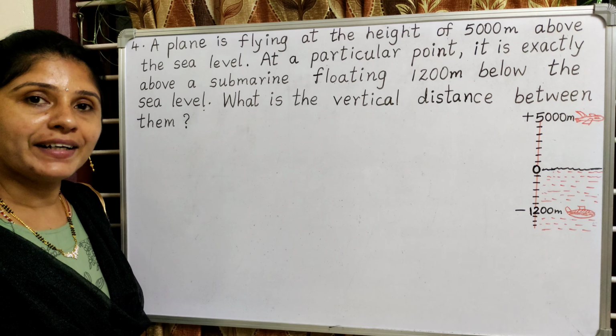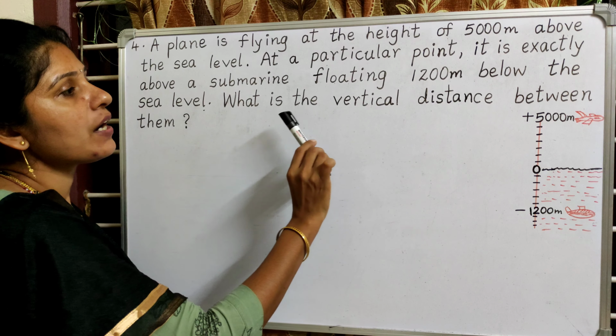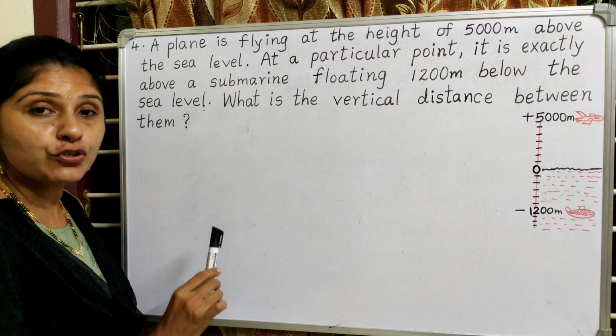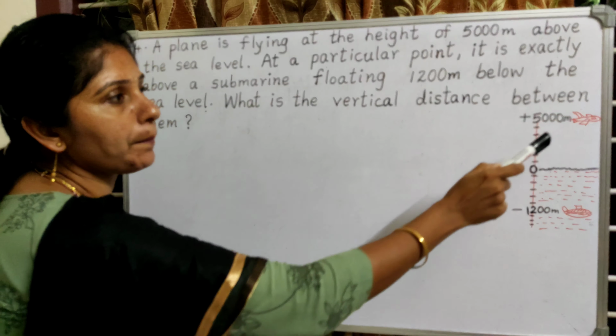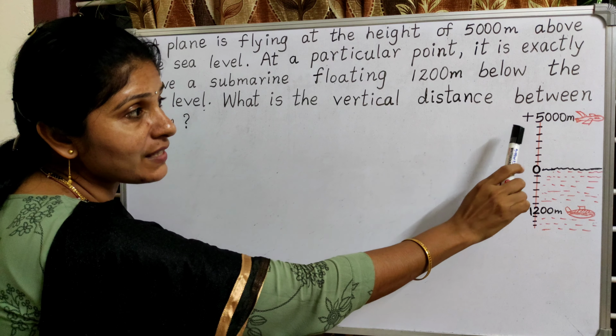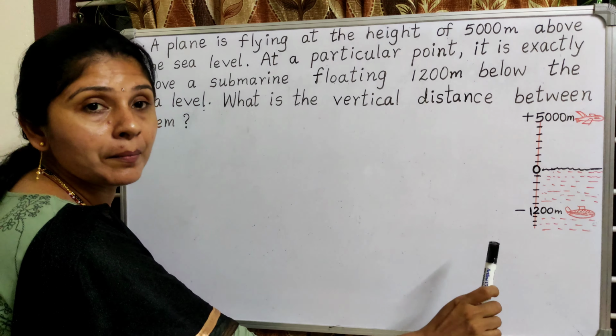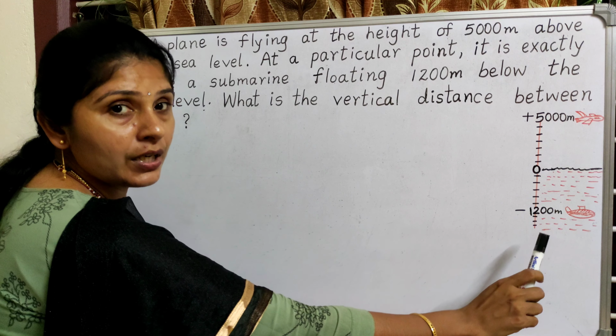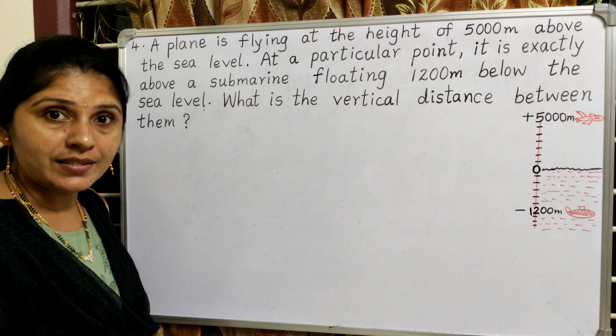The question to find out is, what is the vertical distance between them? We need to find out the distance between plane and submarine. The distance between plus 5000 meter and minus 1200 meter. So let us continue the sum.